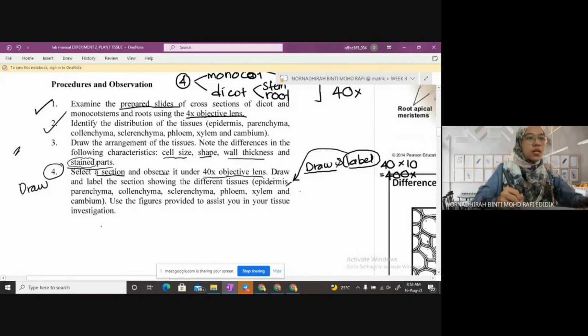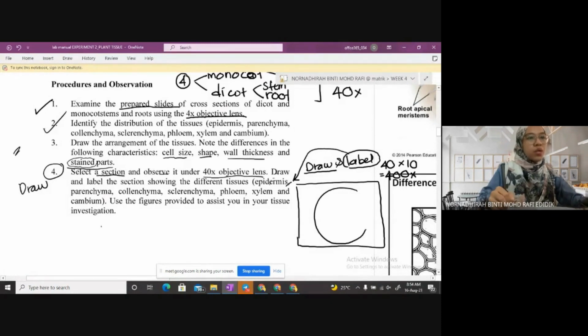Okay. So apa yang you guys kena buat? Biasanya untuk drawing you guys kena buat kotak. Ini caranya. You guys kena buat kotak and then you guys kena draw. Okay, dalam bulatan ni, kenapa bulatan? Sebab bila you observe under a microscope, memang you guys akan nampak in the circle. Okay, dalam bentuk bulat. So awak kena lukis apa di dalam bulatan ni. Apa tisu yang you guys nampak. Okay, you guys nampak apa.